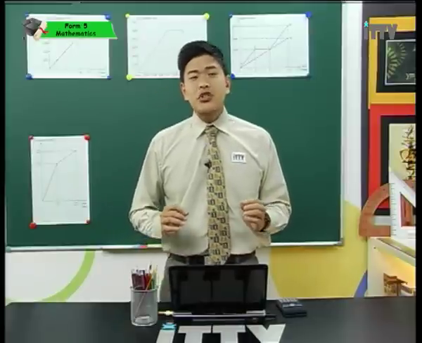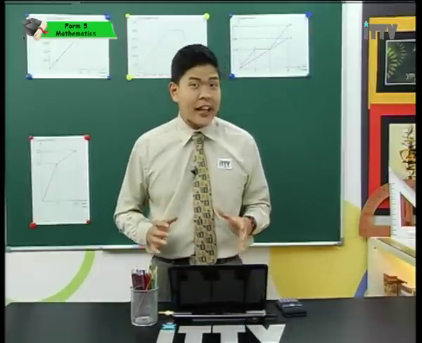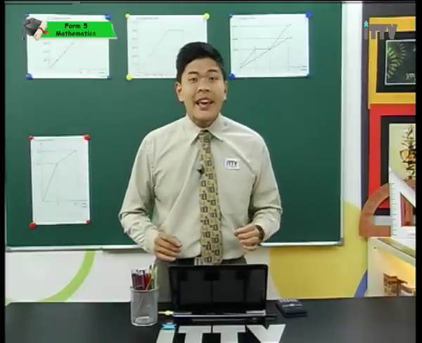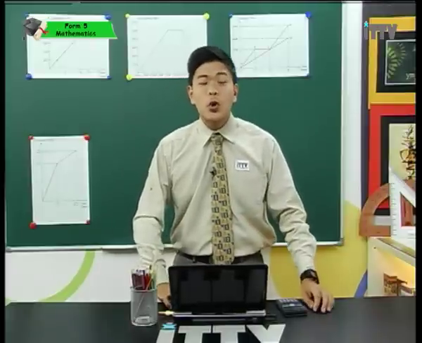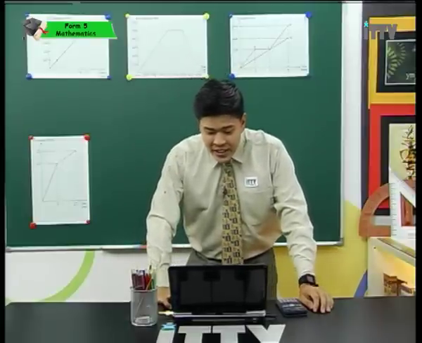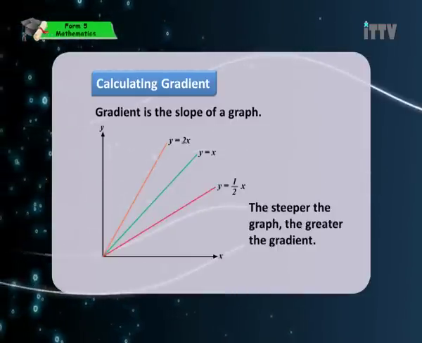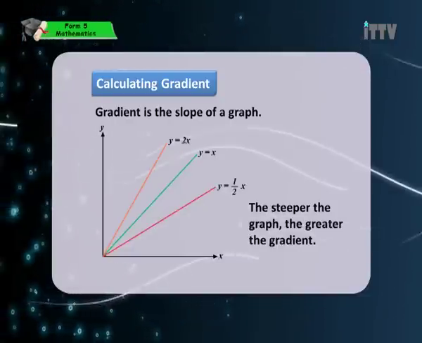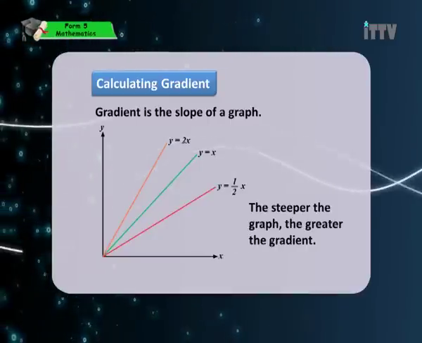Alright, so when we draw graphs, the most common graph that we have come across is the straight line graph. And every straight line graph, as we have already learned previously, can be represented by its respective gradient. The gradient is also called the slope of the graph. Take a look at this graph right here. We have three straight lines, as you can see. The gradient is the slope of a graph. We have the lines y equals 2x, y equals x, y equals half x.